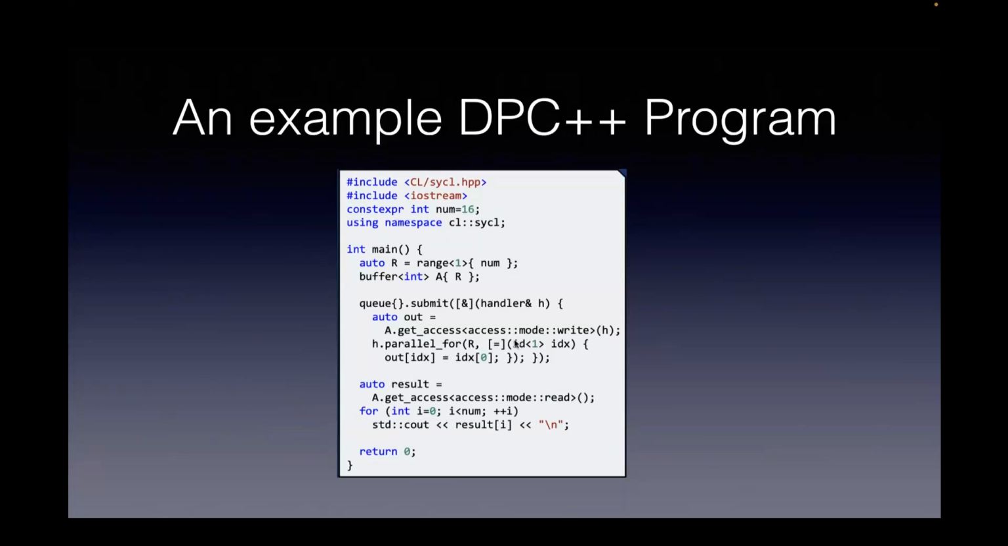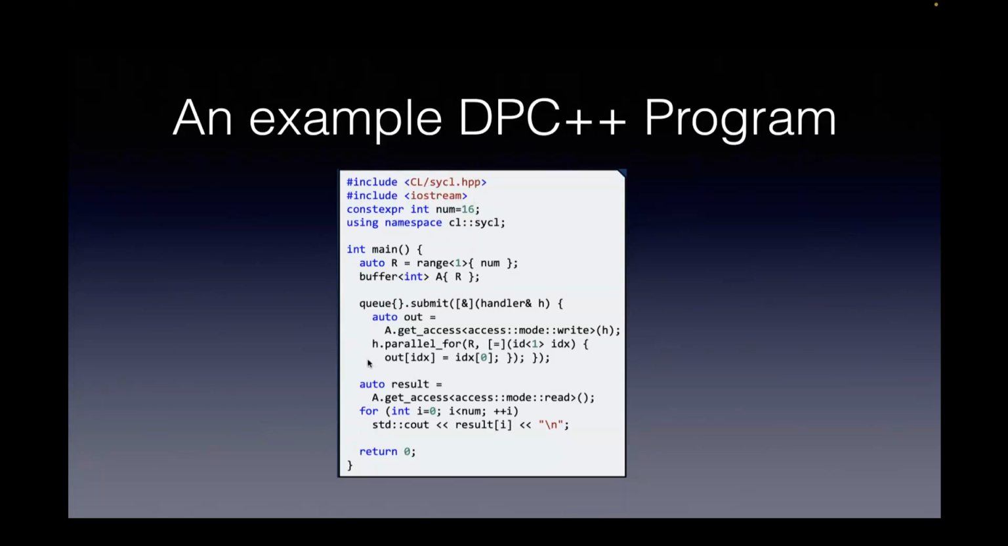So let's look at a quick, simple DPC++ program as an example. So here's a simple DPC++ program. It's a simple short program. Let me just quickly walk you through the various constructs here. There's an include, which actually includes the SYCL header. It's available inside cl/sycl.hpp once you implement it.